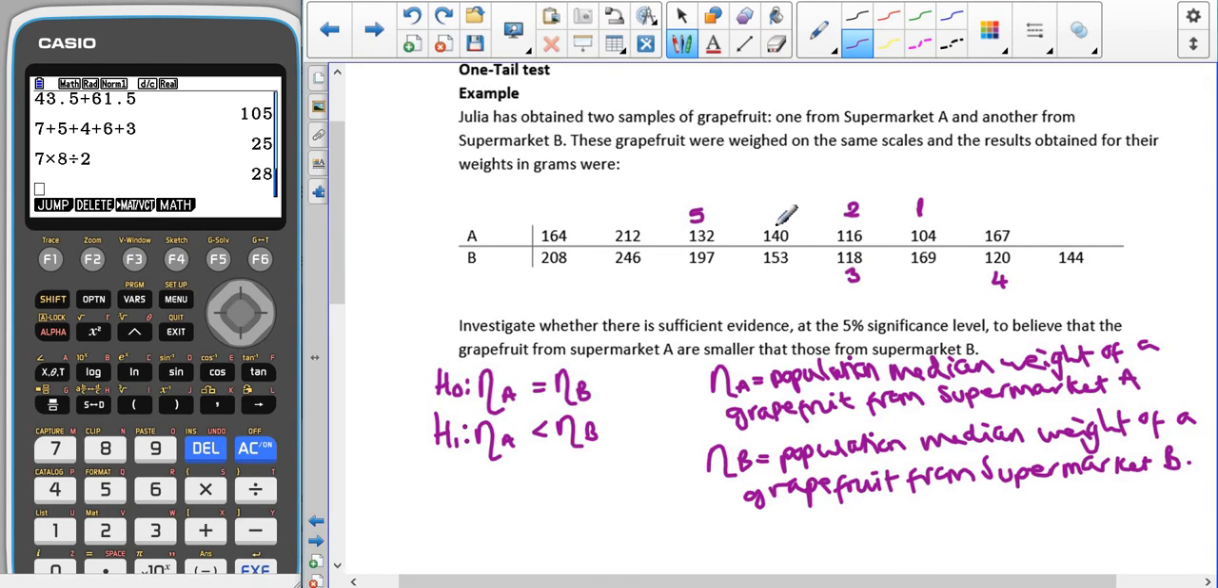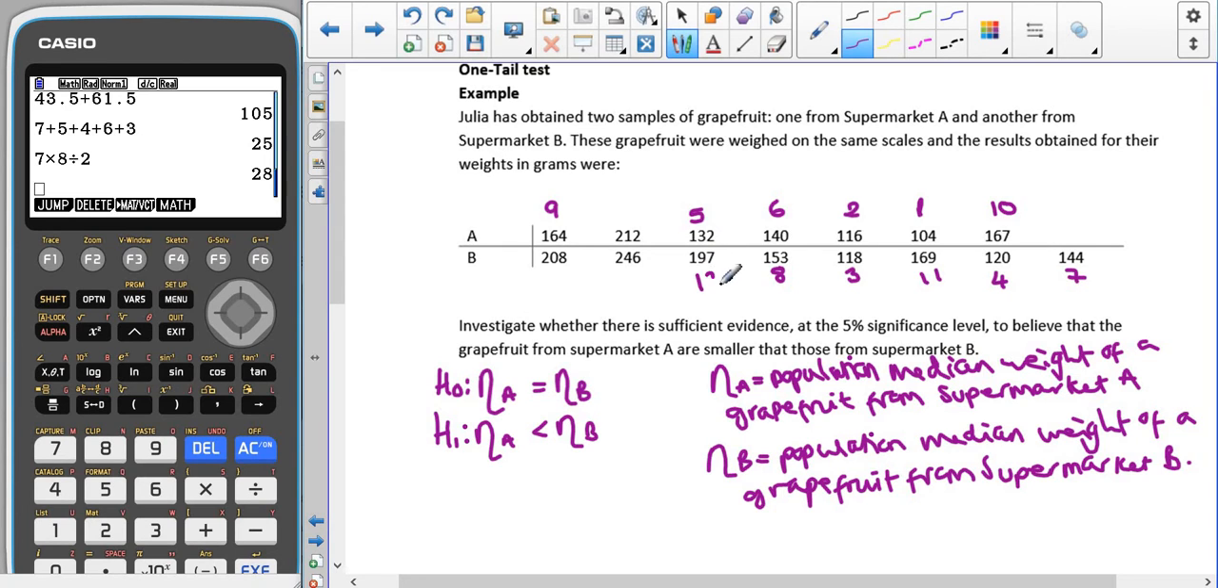The next smallest is 140, that's going to get the rank 6. The next smallest is 144, which gets the rank 7. The next smallest is 153, which gets the rank 8. Then 164, which gets the rank 9. Then 167, which gets the rank 10. Then 169, which gets the rank 11.